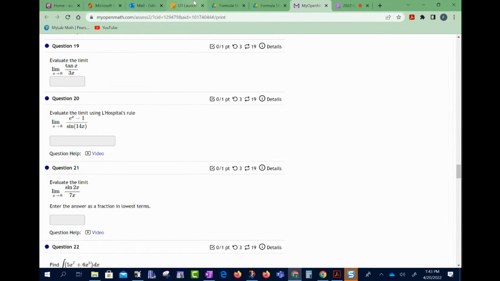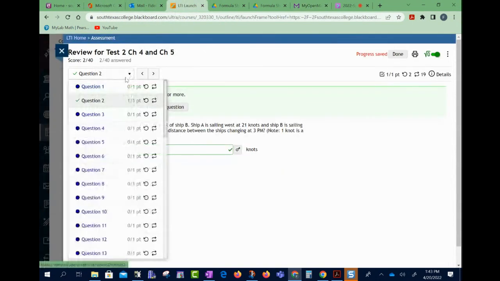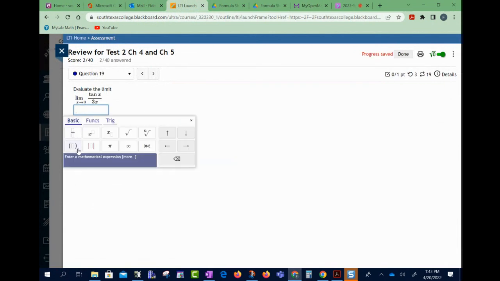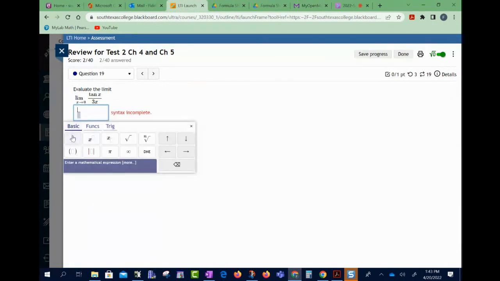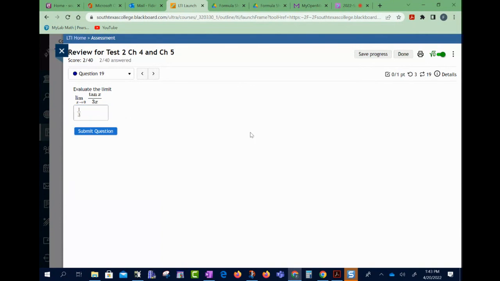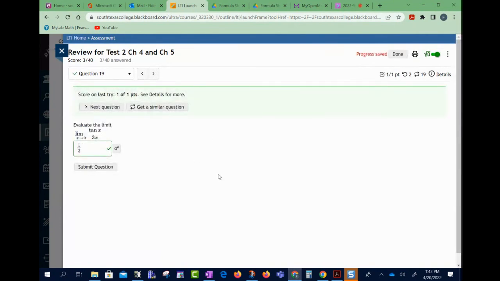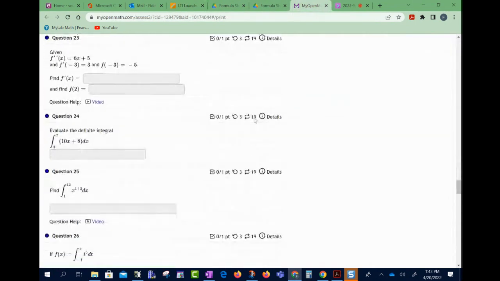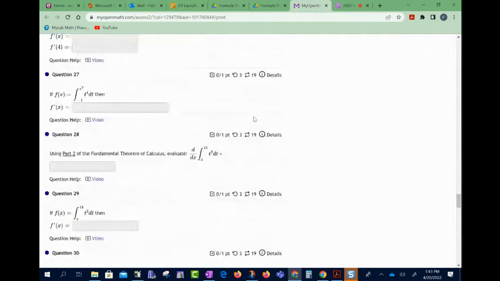So this is my number 19. If I come over here to my number 19, same problem, I'm going to use my fraction button. 1/3. Submit it. Boom. So, L'Hôpital's rule. Any other questions about anything, you guys? Anything you want to ask me at all? That'd be fine.